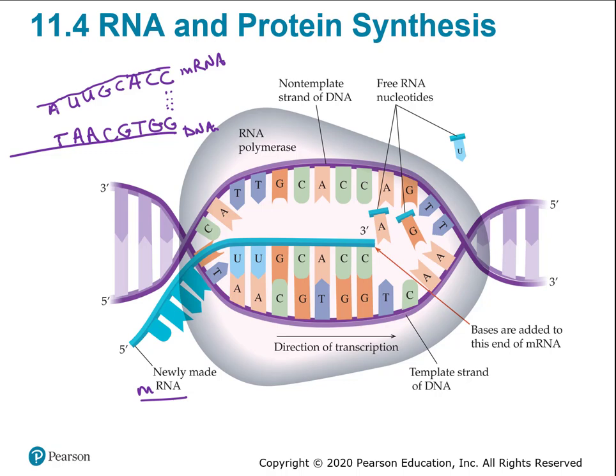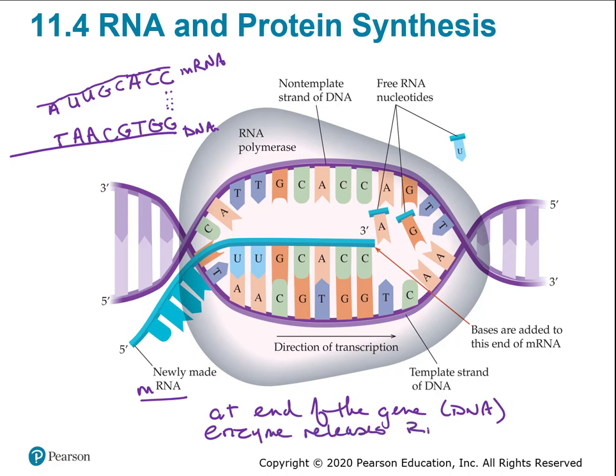So it keeps on going until it gets to the very end. When it gets done, at the end of the gene, remember that the gene is the DNA, at the end of that sequence of the gene, the enzyme lets go of the RNA. So it's made in the nucleus, but as soon as it's made, it doesn't stay there. It actually moves out of the nucleus and into the cytoplasm.